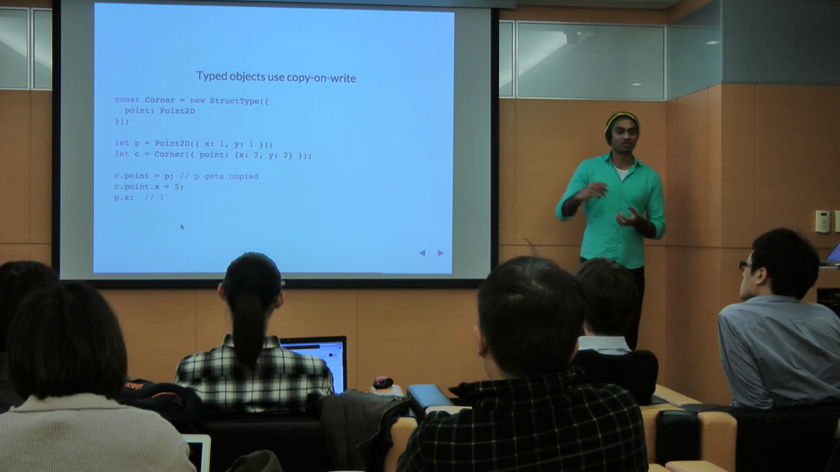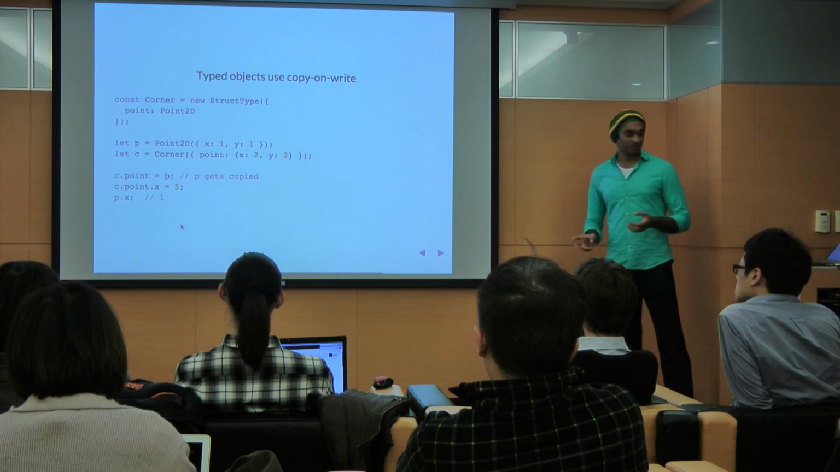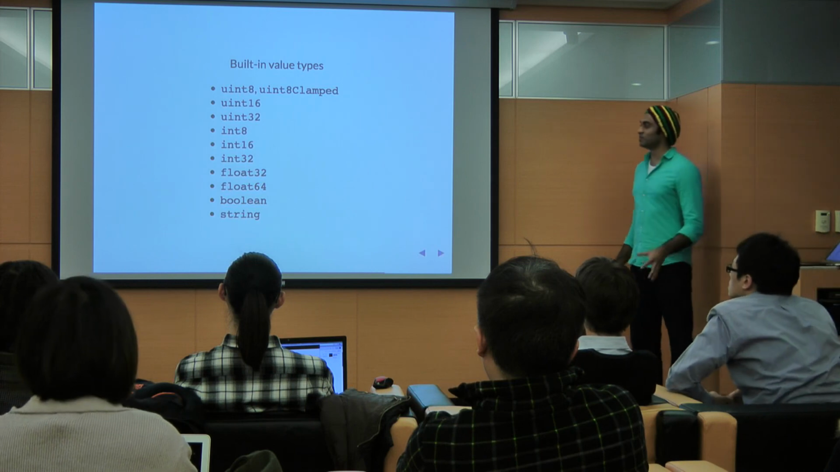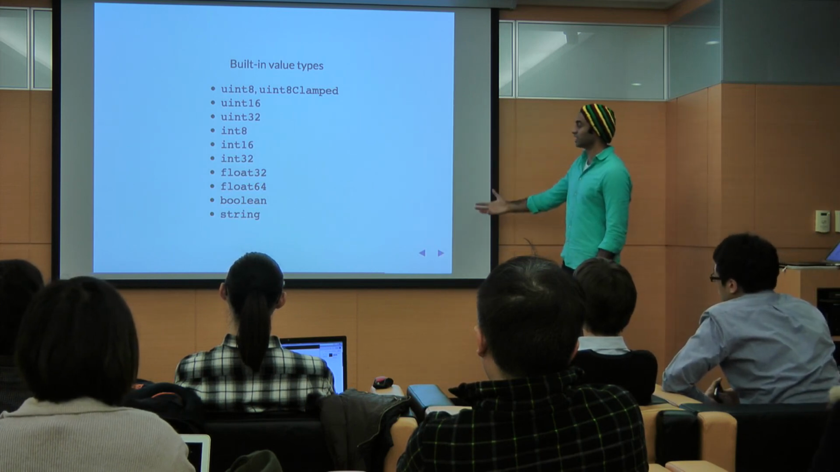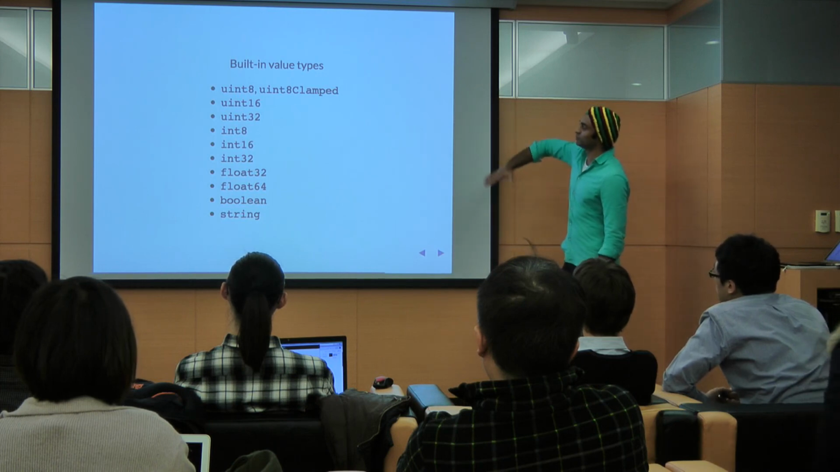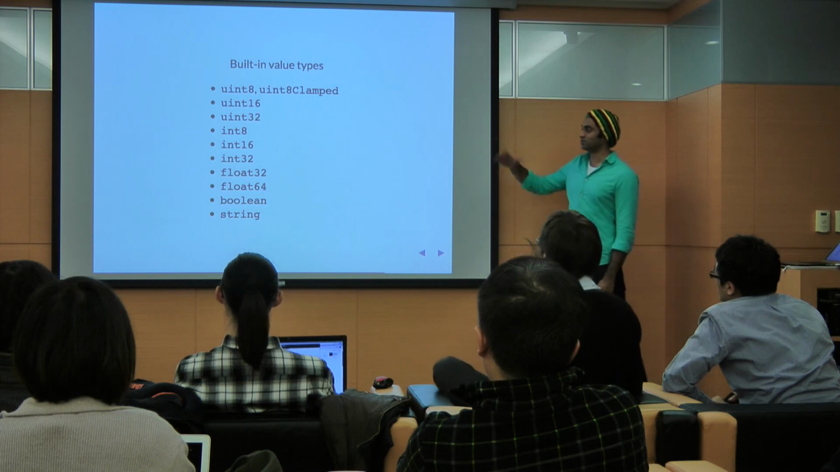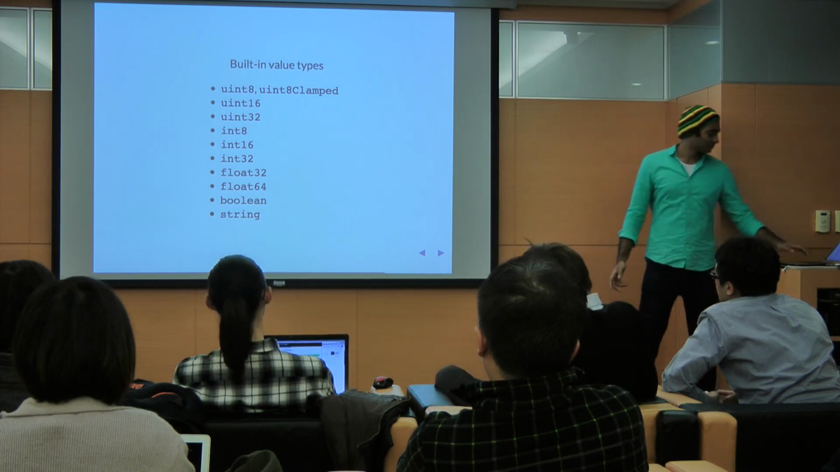Because if you're assigning objects, they just get copied by reference. So that's important to keep in mind. And the Uint32 I mentioned, so these are all the possible built-in value types that you can get. And they're fairly self-explanatory. If you're not sure, just Google it. A lot of languages have these types.